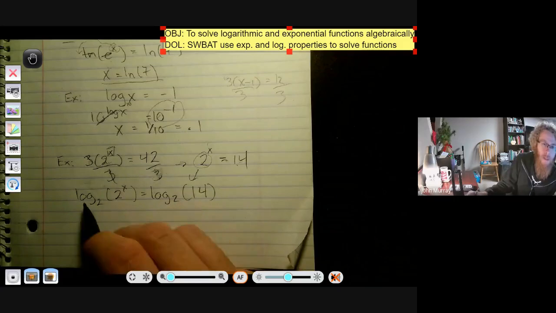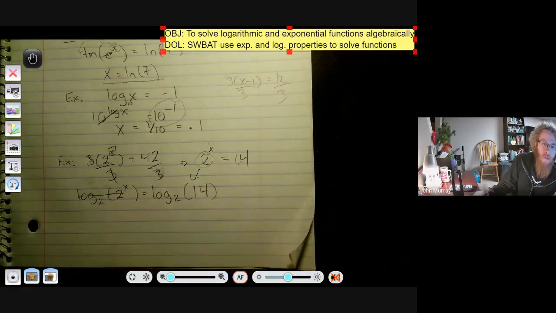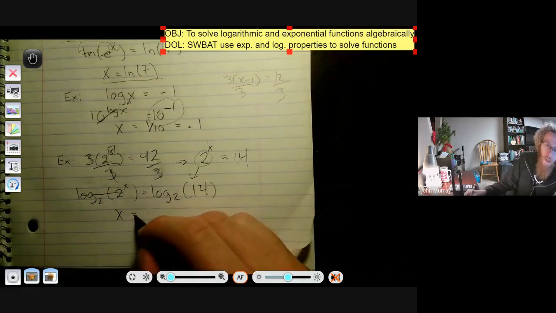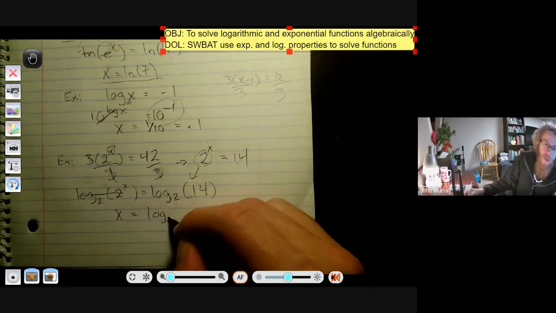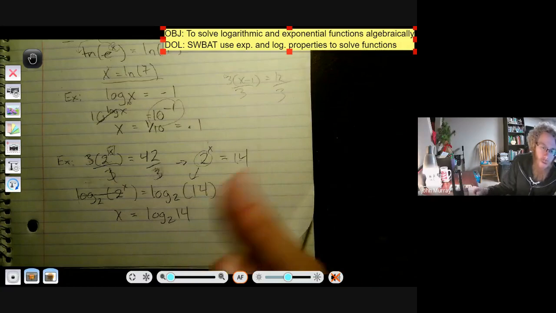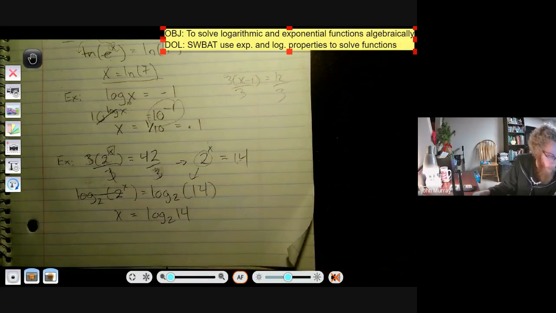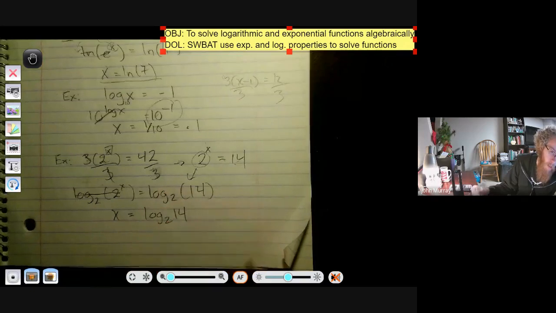On my left side, well, that's an inverse operation. I'm just left with x. On the right side, that's a number. Log base 2 of 14 is just a value. Again, if you're not asked to round or anything, leave it like this. Okay, I know what this means. I know it's the right answer.